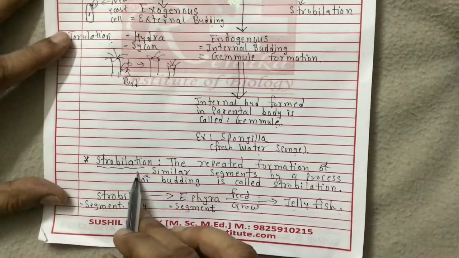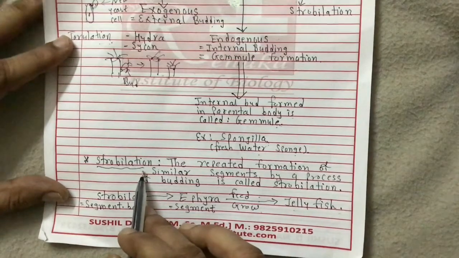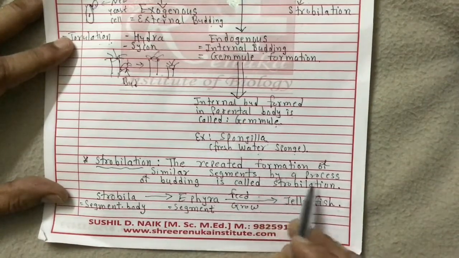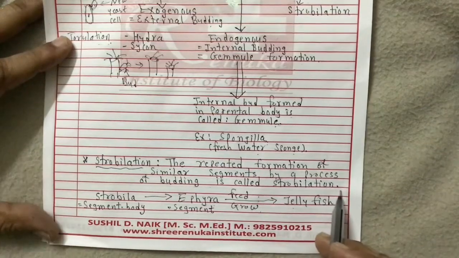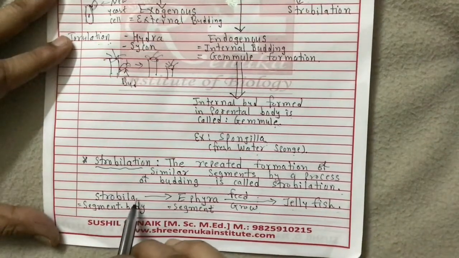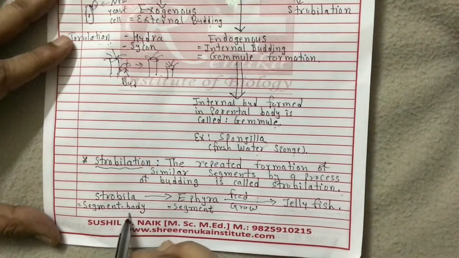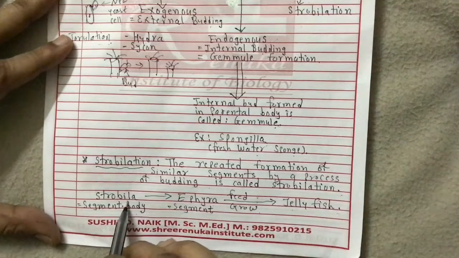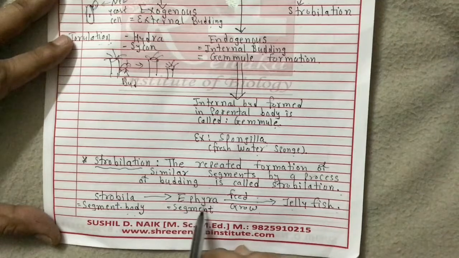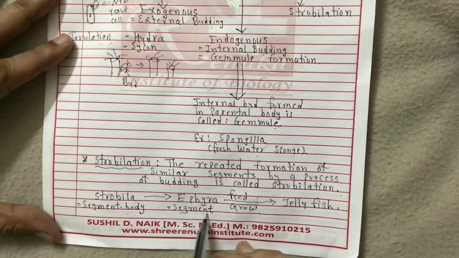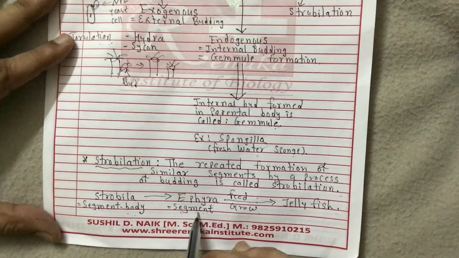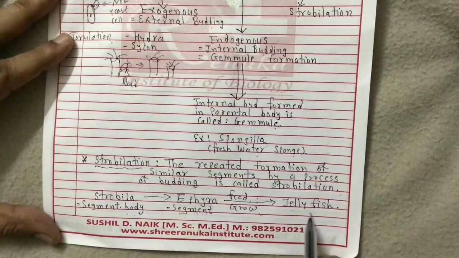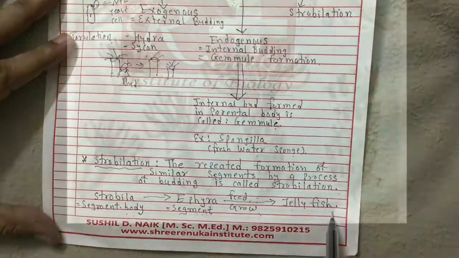Strobilation is a kind of asexual reproduction. It is included as a kind of bud formation. The repeated formation of similar segments by a process of budding is called strobilation. Here, the parental organism undergoes division and the body is divided into different segments. This segmented body of the parental organism is called strobila. Each segment of the body is called ephyra. Gradually, one after another, these ephyrae or segments separate from each other and live an independent life. It gets food and grows and gets transformed into the jellyfish. This can easily be observed in the photograph.